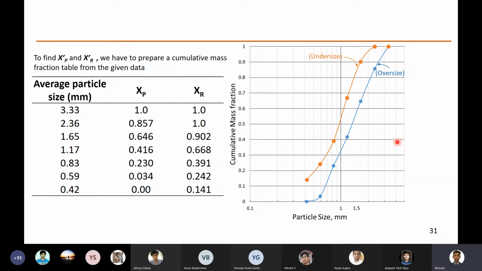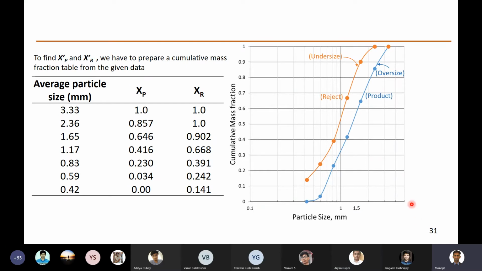Now what is the next step? What should we do? Sir, we draw a vertical line from X particle size 1.5 and check where it intersects the undersize and oversize curves. Yes. So let's do that. I had already marked 1.5 here in the graph itself. You can see here. So let's draw a vertical line from here.